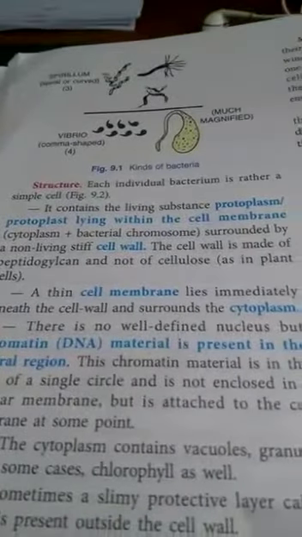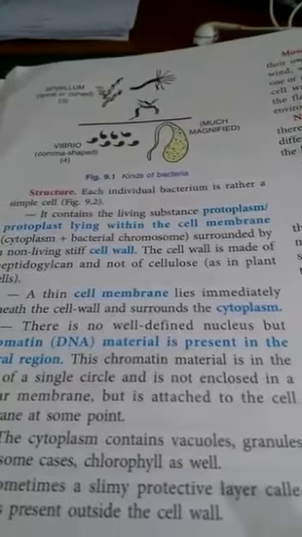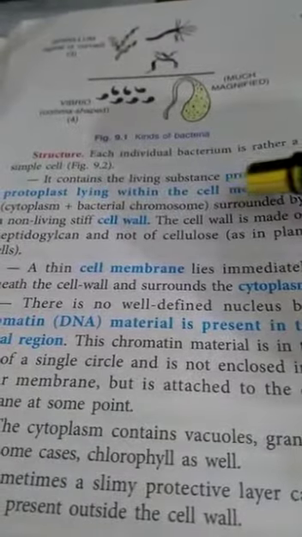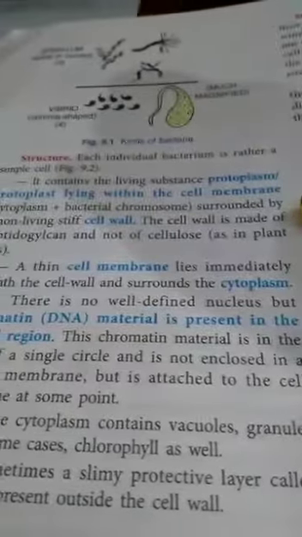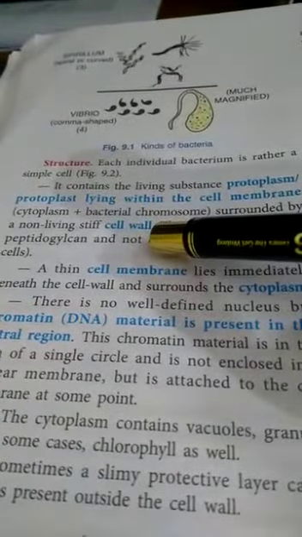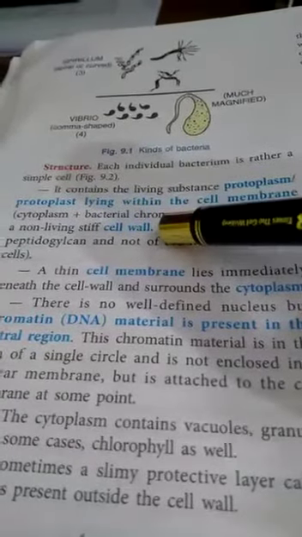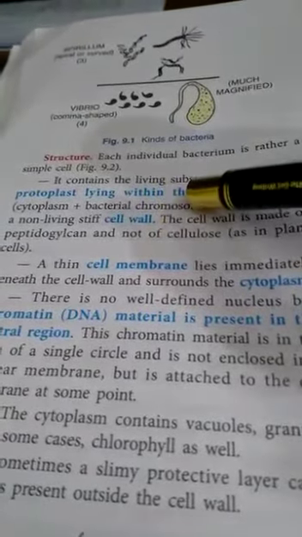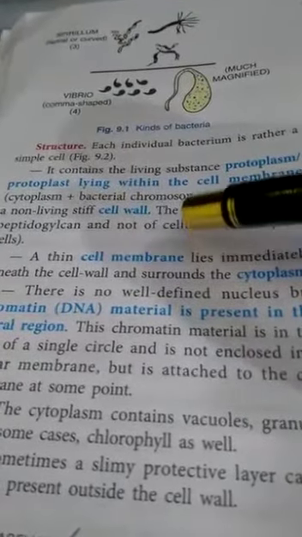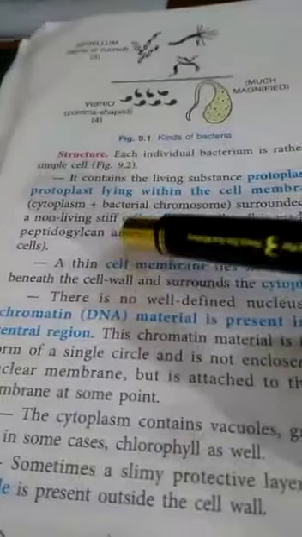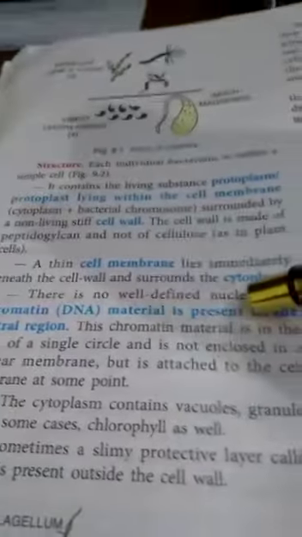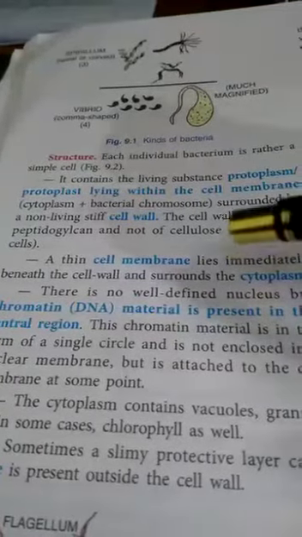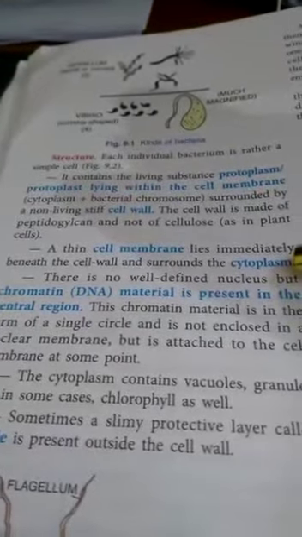Now let us see the structure of bacteria cell. Bacteria cell is surrounded by a cell membrane. It means the cytoplasm is surrounded by a cell membrane, and around the cytoplasm there is a cell wall also. Now, in case of plants, you have studied that cell wall is made up of cellulose. But here the cell wall is not made up of cellulose. It is made up of peptidoglycan. Cell membrane is thin and it lies just beneath the cell wall and covers the cytoplasm.